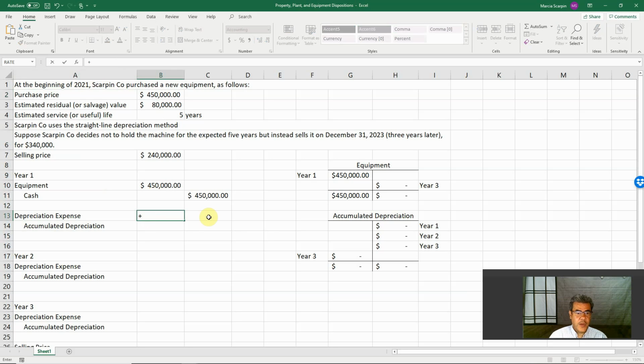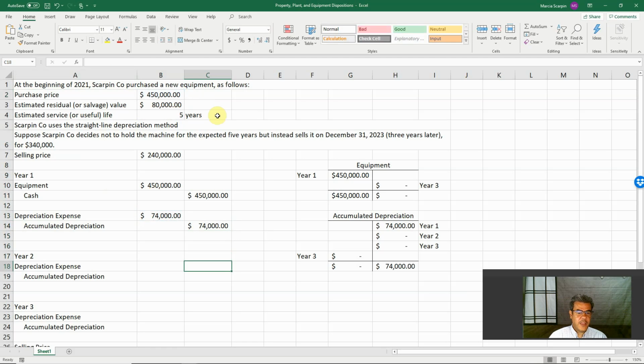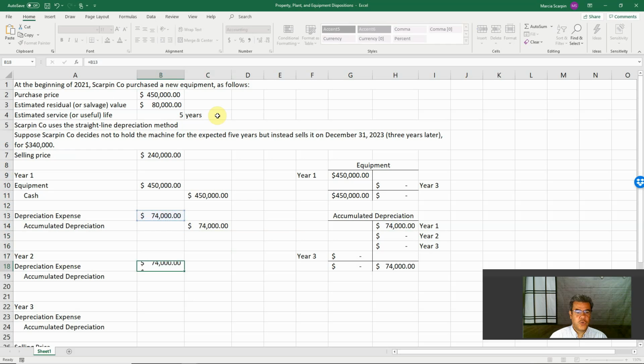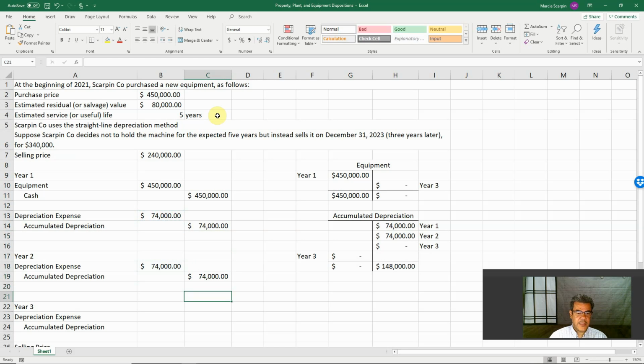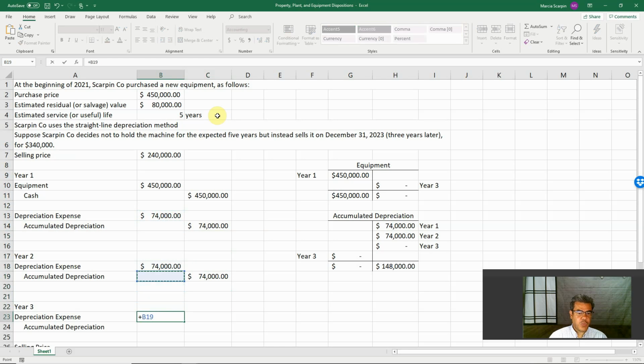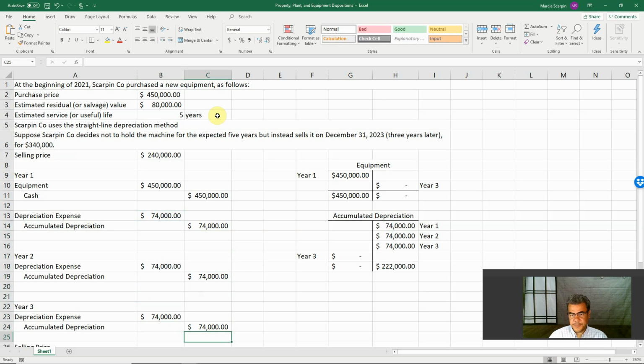So, year one, what is our formula? Purchase price less residual value divided by number of years, 5 years. So, 74 accumulated depreciation. Year two, we copy and paste the same numbers. Year three, we take the same numbers. Okay? What about our disposition?